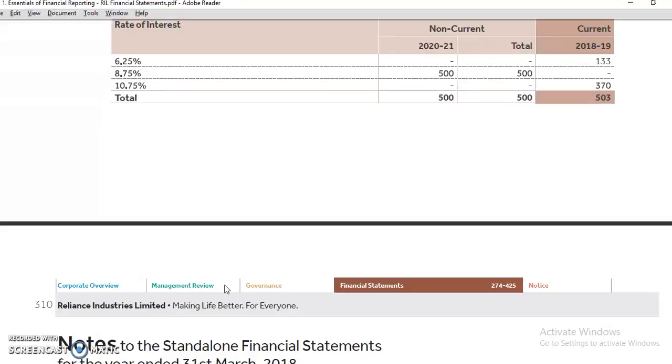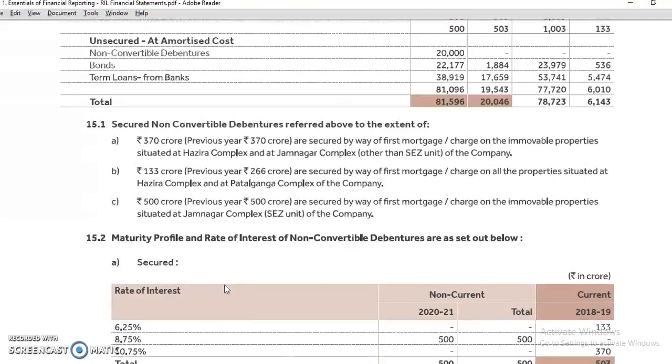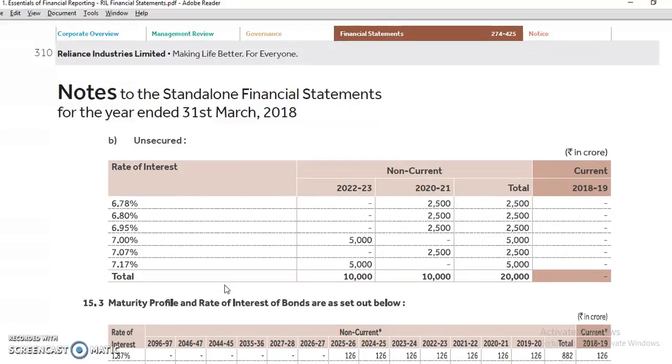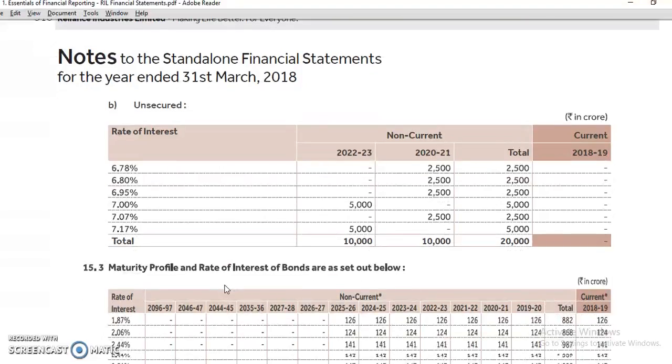Now there are more details on this one. What are the rates of interest, what are the periods of when they are going to mature, so that you can understand the future cash flows. These are required by most of the international financial reporting standards, and also the stock exchange listing requirements, because this company is listed, is one of the biggest companies in India. So the stock exchange usually requires them to give more details to the users, so that users can understand.